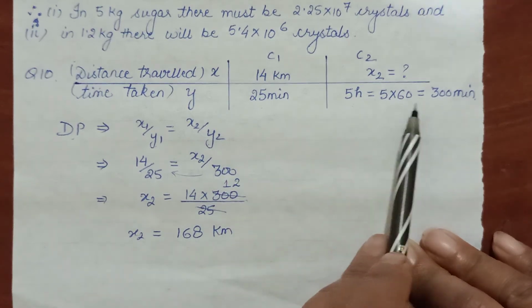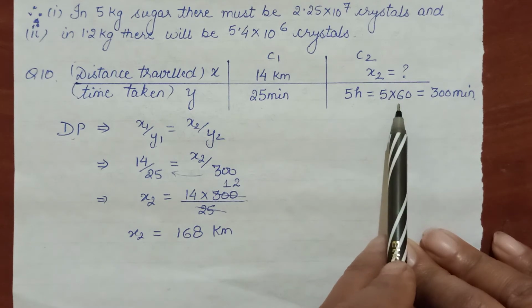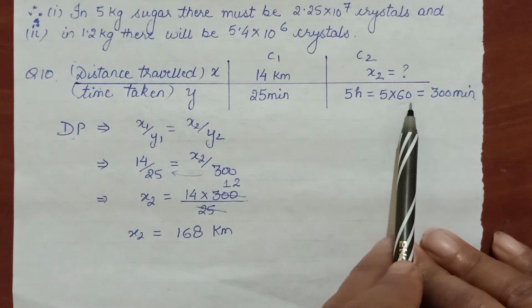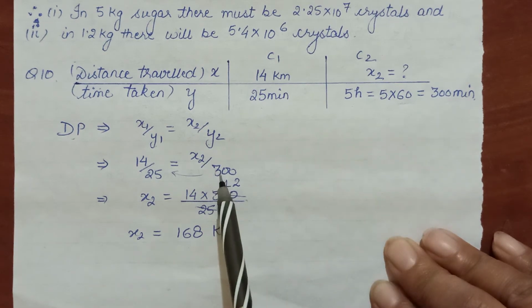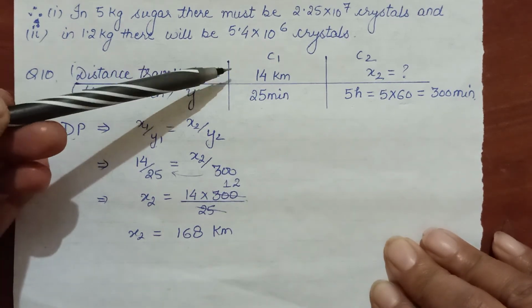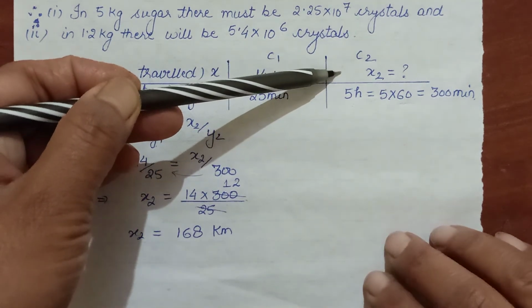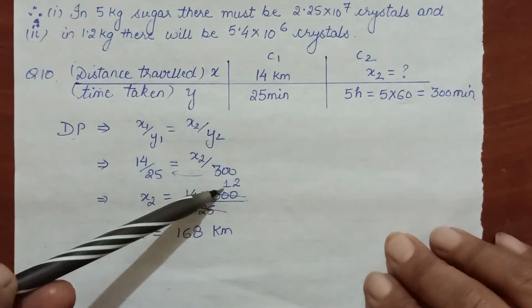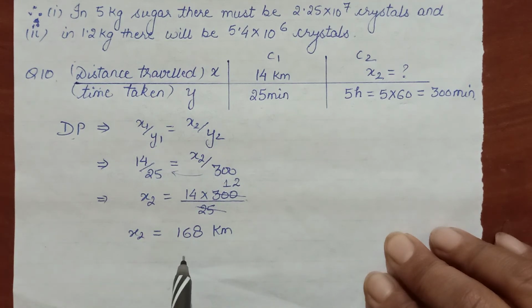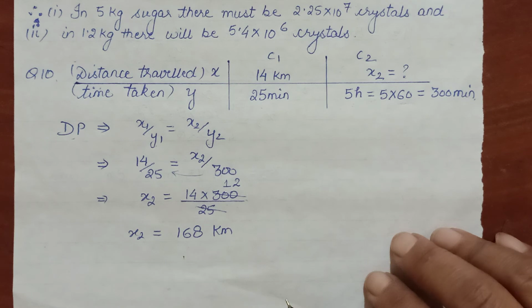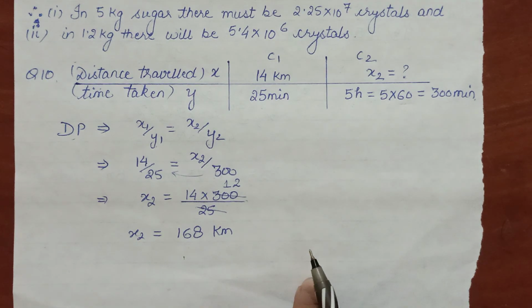Okay, so again multiplication in integers is easy, so I have converted 5 hours to, in 1 hour we have 60 minutes, so 5 into 60, 300 minutes. तो 300 minutes में अब आपको बस simply value रखनी है. x1 upon y1 equals to x2 we need to find upon y2. Okay, cross multiply this 300 the other side. So we conclude that the distance covered in 5 hours would be 168 kilometers.